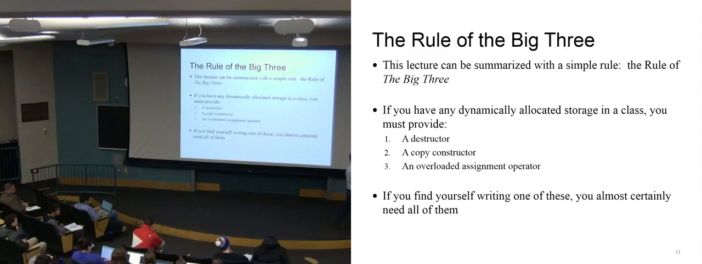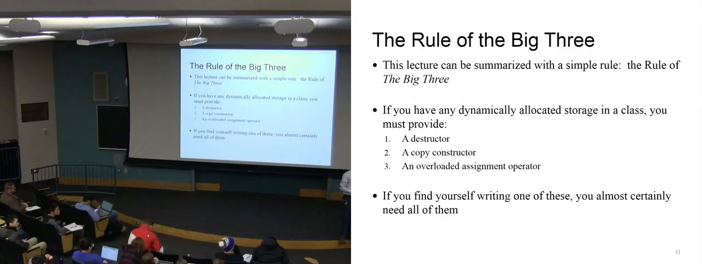So you only need the Big Three when you're using it, that's the only time that you need it? You only need the Big Three. Let me just rephrase, I don't like to use the word always and only, because sometimes I get it wrong. Use the Big Three if you're allocating memory in your class. If you're calling new in your class, use the Big Three. Okay.